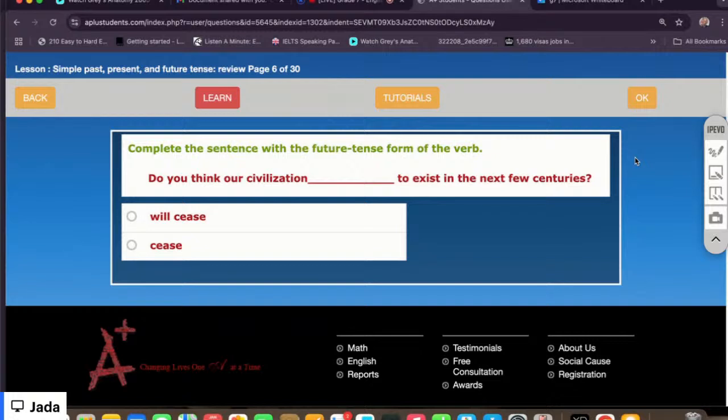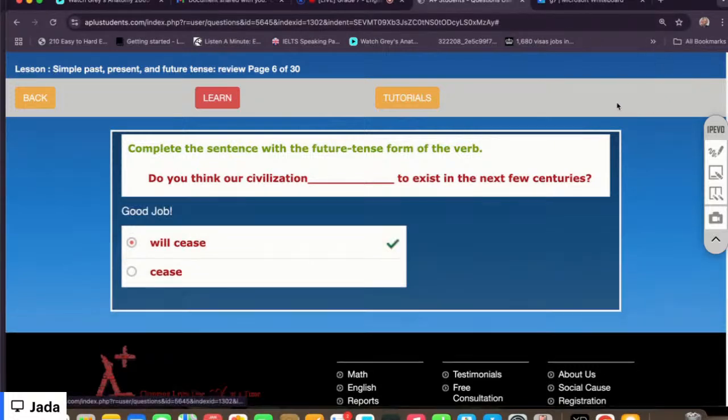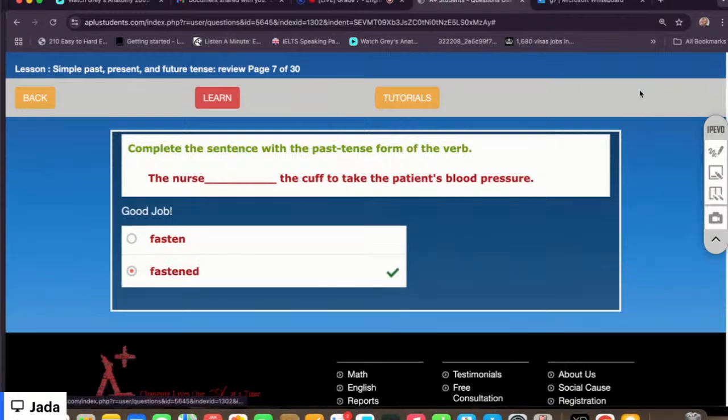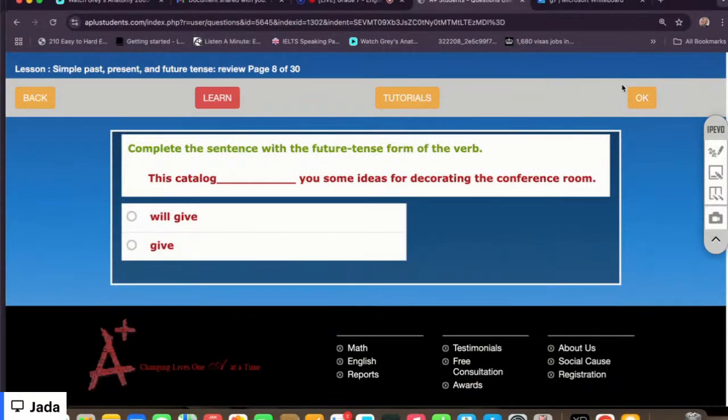Do you think our civilization dash to exist in the next few centuries? Future tense: will cease to exist. So it's asking for future, so of course it's going to be will cease to exist in the next century. The nurse fastened, because this was in our tutorial. This catalog dash you some ideas for decorating the conference room. This is asking for future, so this catalog will give you.